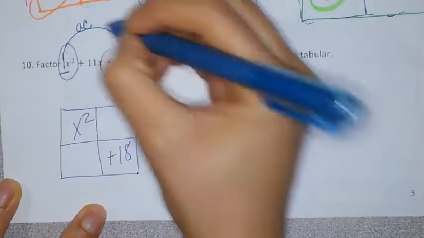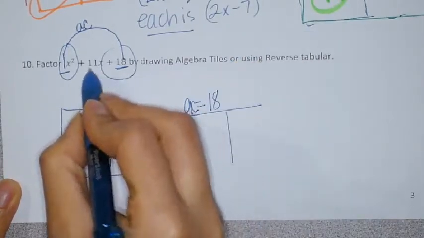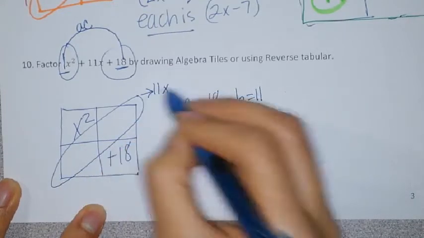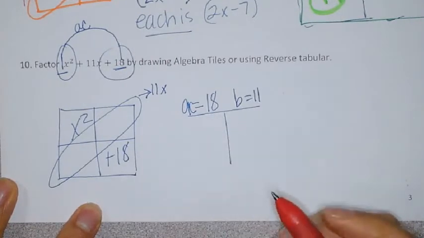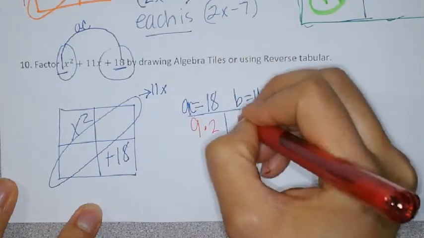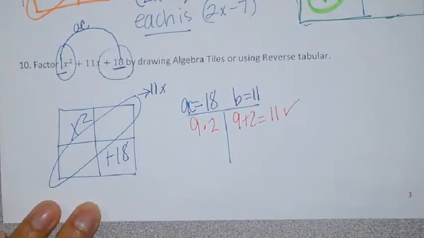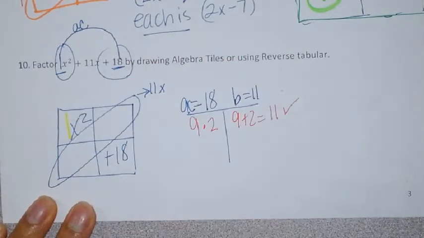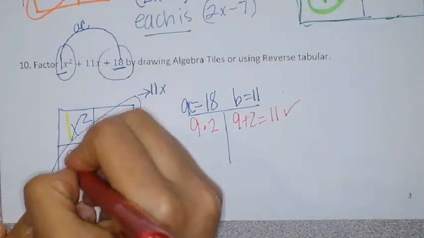AC equals to 18, and B is 11, right, because it has to add up to 11x. Now I have to find factors of 18 that add up to 11. So I can have 9 times 2, and then test it out. 9 plus 2 does equal 11, so those factors work. Because here the leading coefficient is 1, I don't have to worry about where I put these or anything. They can be on either side.